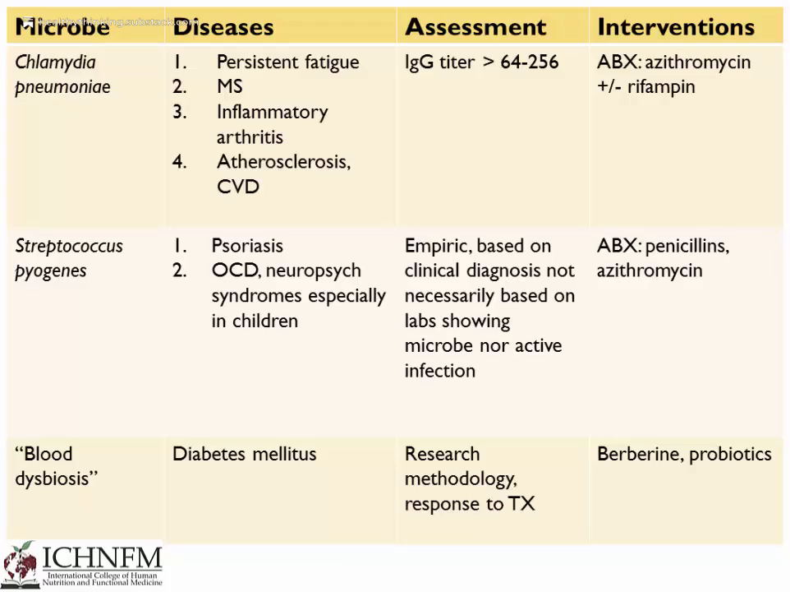For blood dysbiosis, we see the strongest association here in patients who have diabetes mellitus type 2. The assessments that are used are research methodologies that really are not available in our clinical practice. So one of the things we can do is just treat empirically and monitor response to treatment. For example, we can use berberine, we can use probiotics, but berberine really seems to shine here in the treatment of diabetes mellitus. I'll show you a few studies in that regard.